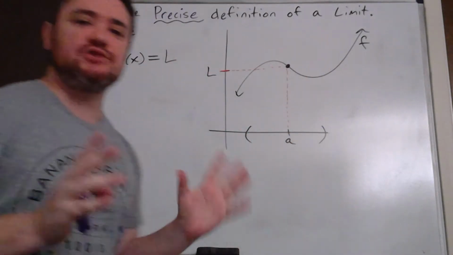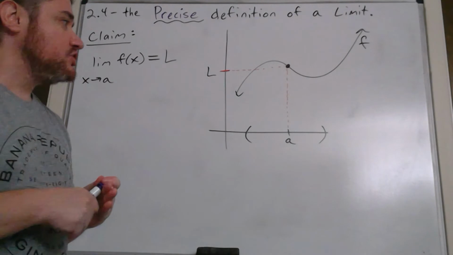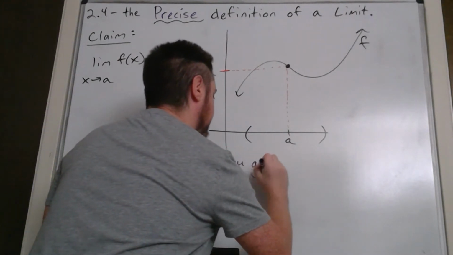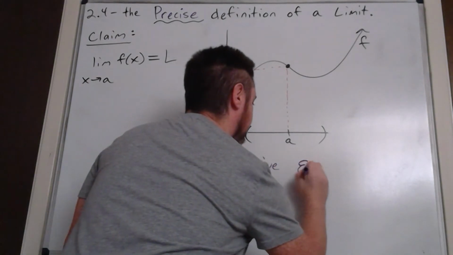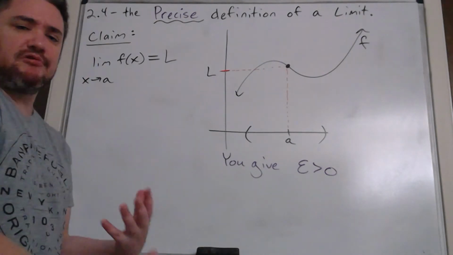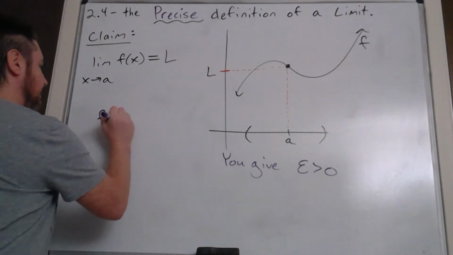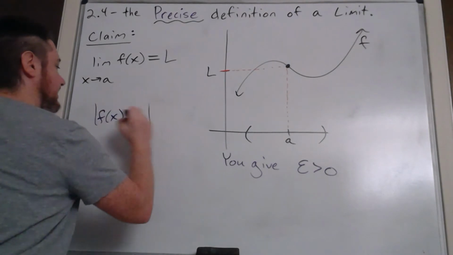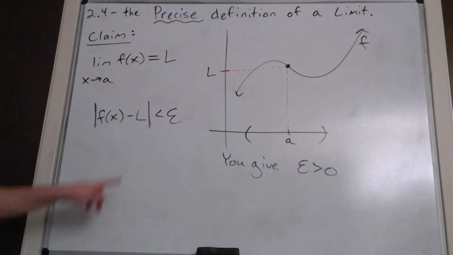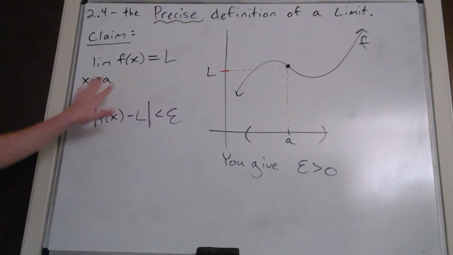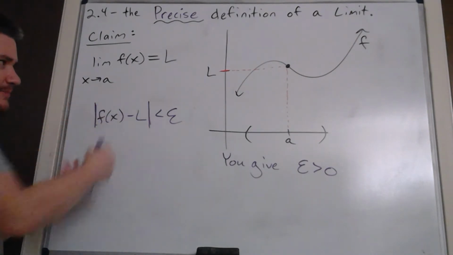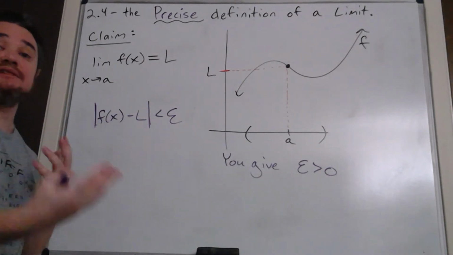So let's say you tell me a small epsilon. You're going to give me an epsilon. Let me write it as a process. You give epsilon, a small little epsilon greater than 0. And our ultimate requirement, the thing that we need, is that f of x minus L in absolute value bars be less than epsilon. What this means is that the distance between f of x and L is less than epsilon. And the absolute value bars are just because for a distance we want a positive number.